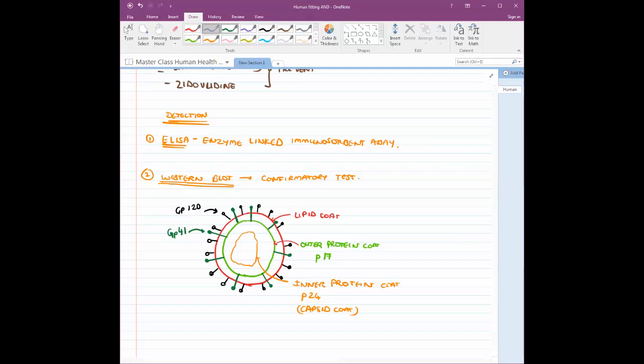The moment we go inside, we are going to see that it has its nuclear material. Nuclear material of what? It is going to be your RNA. So you are going to have the single-stranded RNA, ssRNA. There are two strands of single-stranded RNA like this.